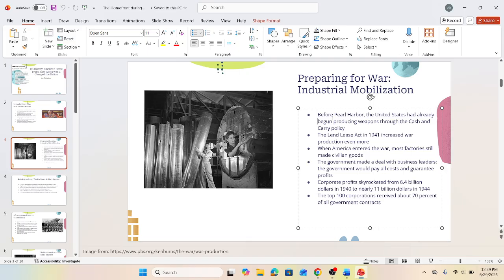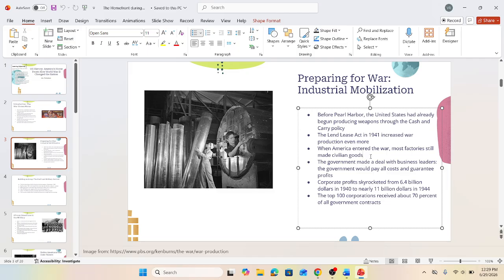So before Pearl Harbor, the U.S. had already been producing weapons through the cash and carry policy. The Lend-Lease Act in 1941 increased war production even more. So by the time America entered the war, most factories were making civilian goods. So remember, America was this bustling place of industrialization and produced manufactured goods and products. And so the government made a deal with business leaders to switch these civilian products to wartime products. So using America's industrialization and factories to produce war-related goods.